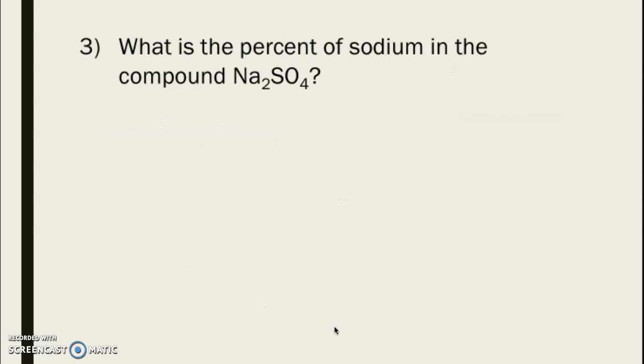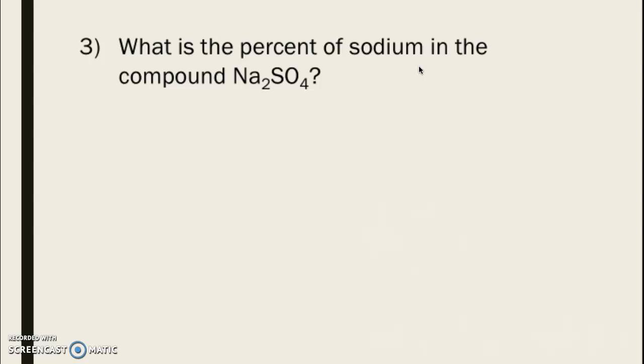All right, our third problem here is a percent composition problem again. But the only difference is instead of asking you for the percent of everything, it's asking you for the percent of just one of our elements. So it says, what is the percent of sodium? So apparently we don't care about sulfur, we don't care about oxygen, we only care about sodium. Well, to start off, you have to do the problem the same way you would for a normal percent composition problem. You just won't have to continue until the very end. You'll get to stop partway through.